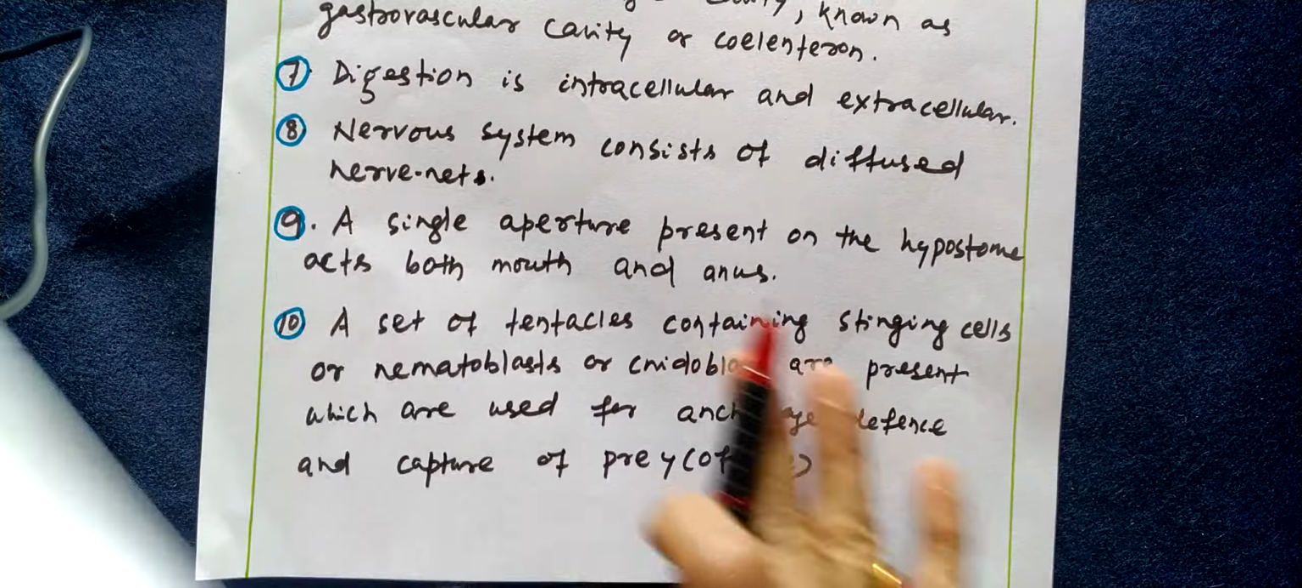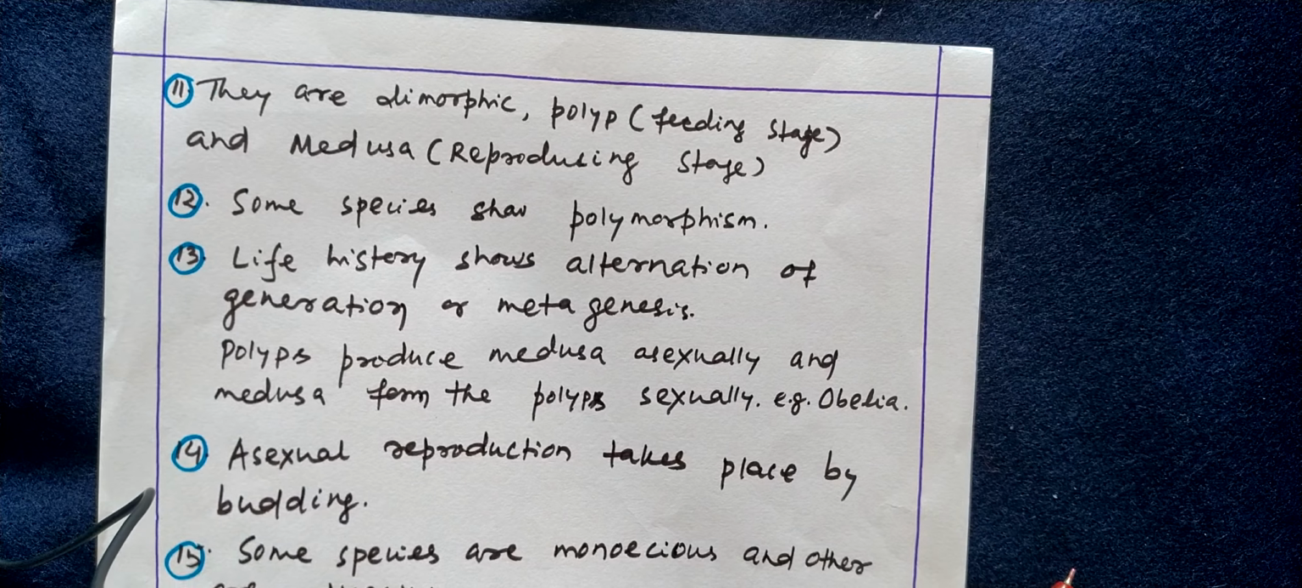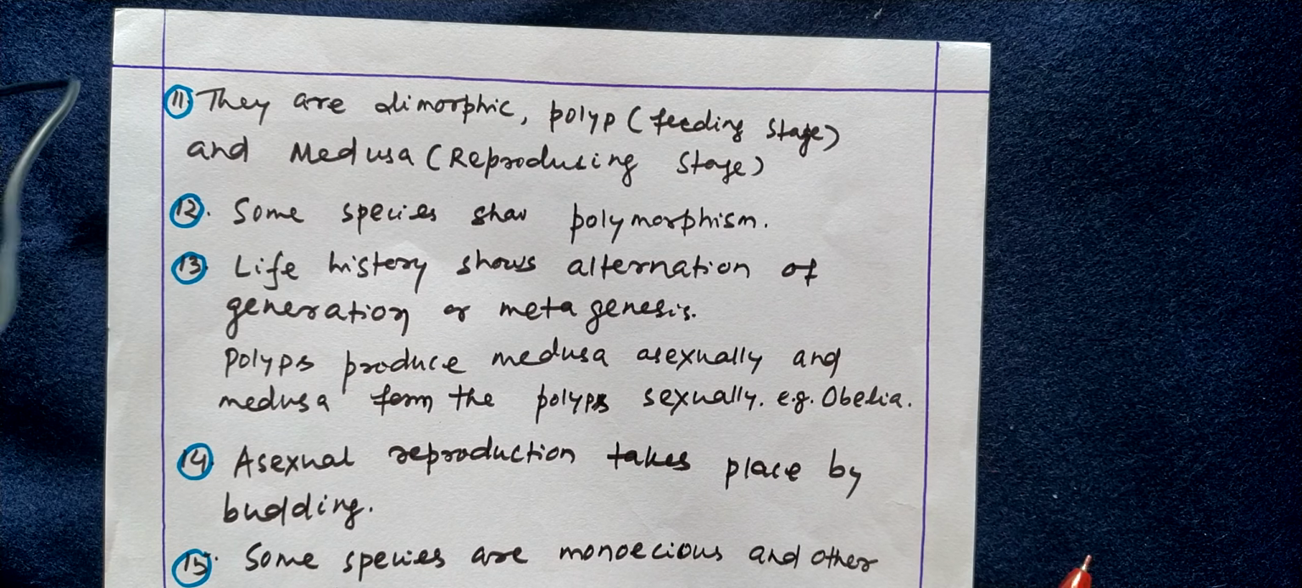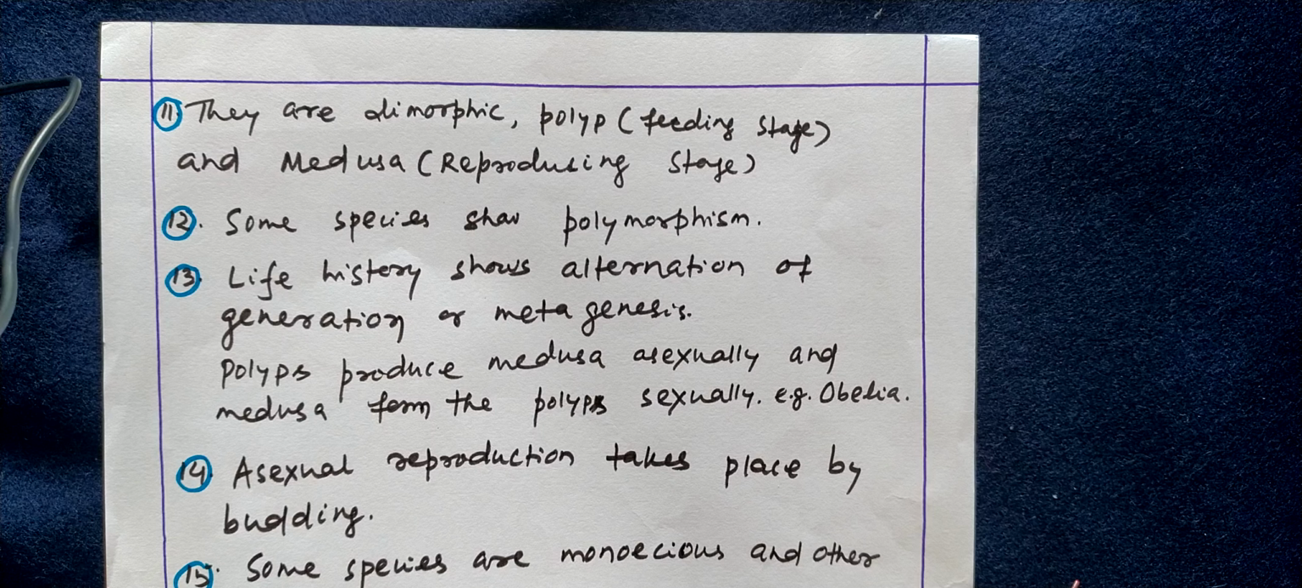Next, number 11, they are dimorphic. Morphologically, two types of external shapes are found. One is the polyp, which is the feeding stage, and the other is the medusa, the reproducing stage. Some species show polymorphism. Some species show both types of external morphology. Both polyp forms and medusa forms exist in this species.